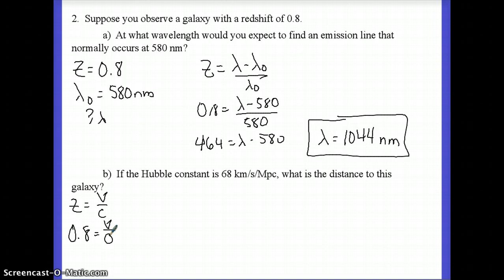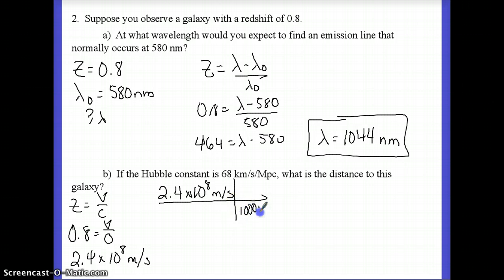But that comes out in meters per second. That's not the units that I want. I need kilometers per second in order to use the Hubble law. So I need to convert first. 1,000 meters in 1 kilometer. So that's 2.4 times 10 to the 5th kilometers per second.